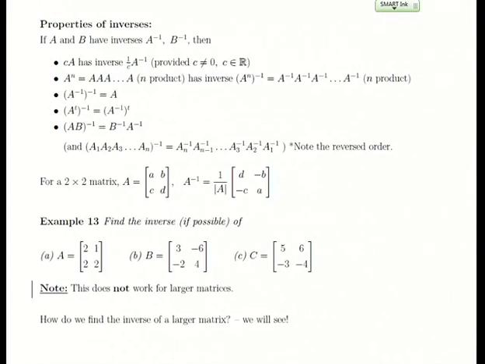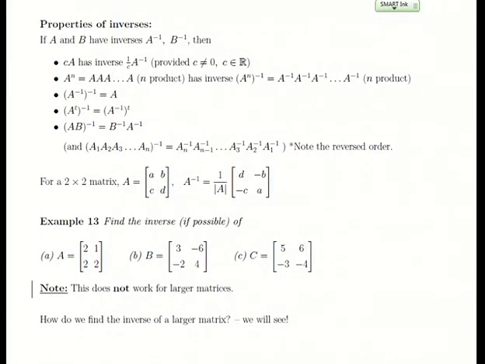Okay, properties of inverses. Okay, let's say we've got two matrices and they've both got inverses. If you make a new matrix cA, where c is just a number, that cA matrix is going to have an inverse, and the inverse will be 1 over c times the inverse of A, so long as c is not 0.